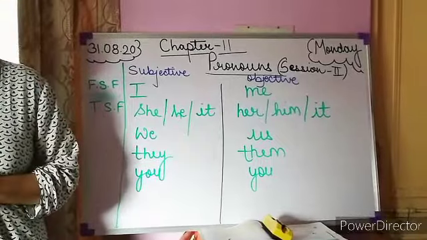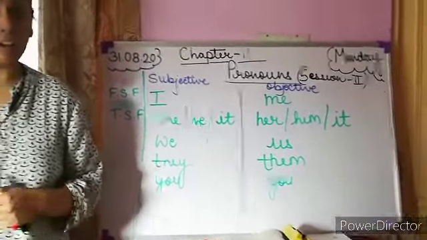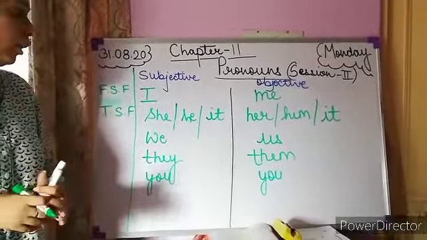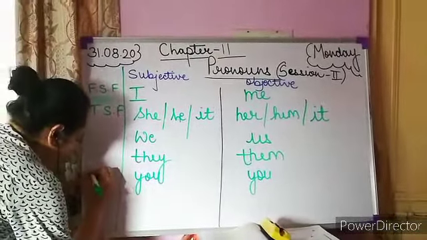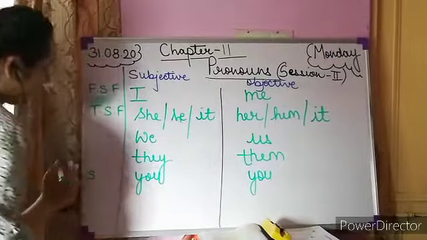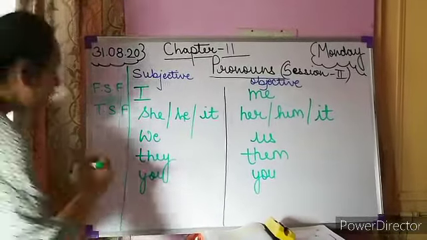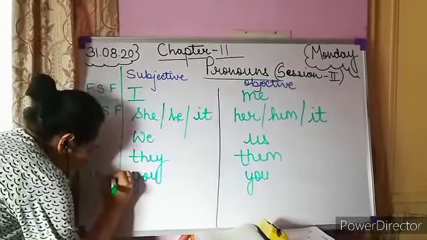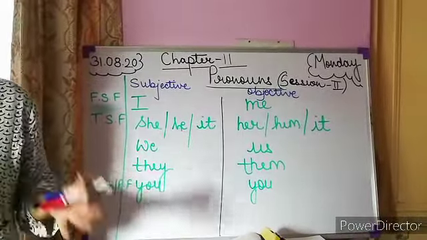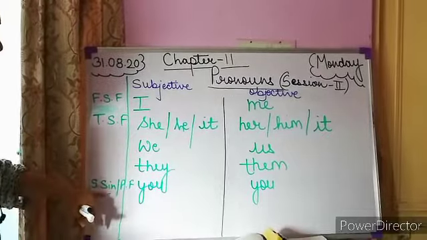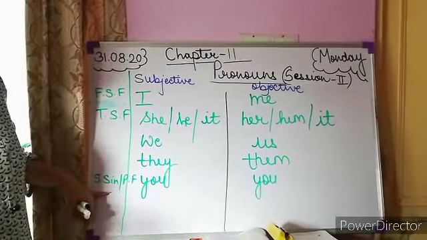Children, I told you in our previous session also that you remains the same in singular as well as in plural form, and you is actually the second person where I talk with the person. So, you remains you in both singular and plural form, and it is the second person.